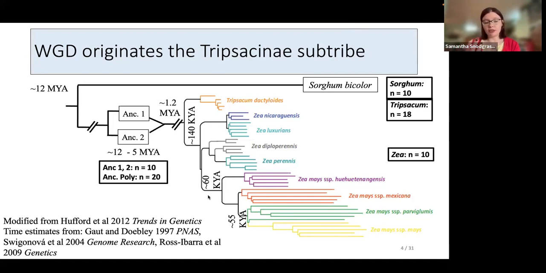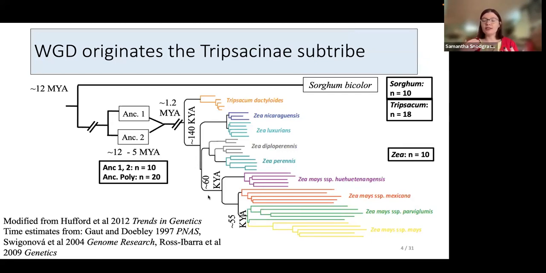That we assume that those ancestral species also had a chromosomal number of 10, so that ancient polyploid should have a haploid chromosome number of 20. Chromosome number in Tripsacum is 18 when you're looking at a diploid Tripsacum species, which indicates that there hasn't been a whole lot of chromosomal rearrangements or fission and fusion events since that ancient polyploidy, right? Those chromosomes, for the most part, remained intact.